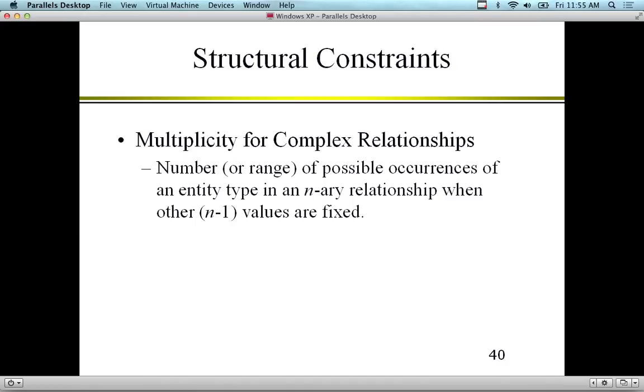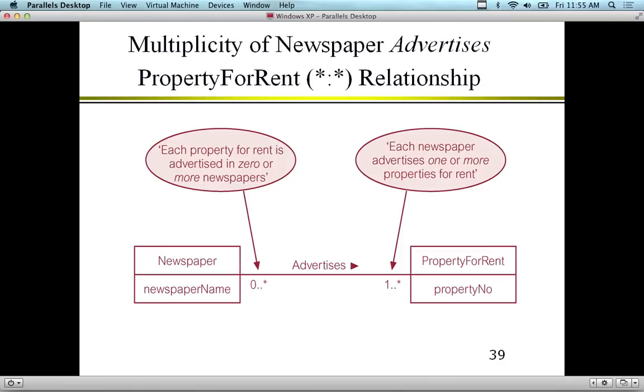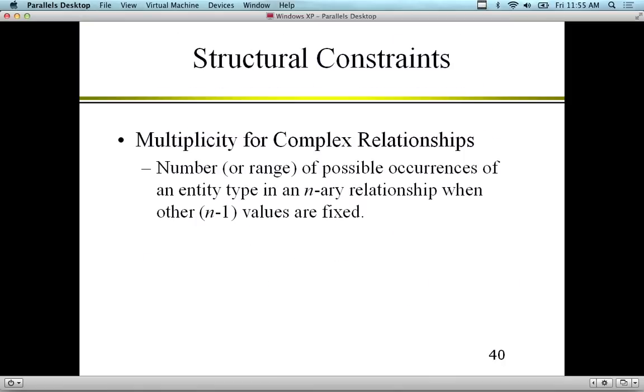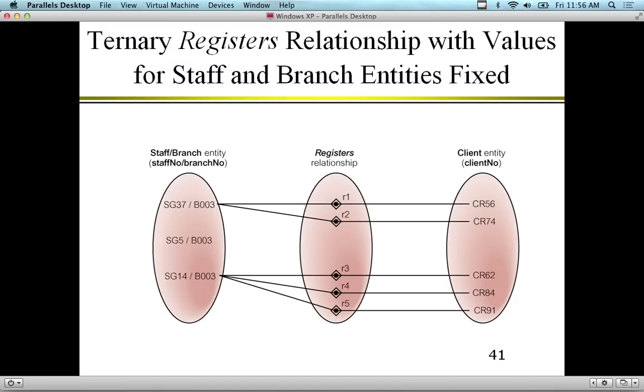Long story short. So then we have the structural constraints, which is what we're getting to here. Multiplicity gives us our structural constraints: the number or the range of possible occurrences of an entity type in an n-ary relationship with n-1 values are fixed. So in terms of multiplicity, we can look at this again and go, well, this guy here is a staff member, but he doesn't have any clients. I don't know, maybe this guy's on lunch break or something.